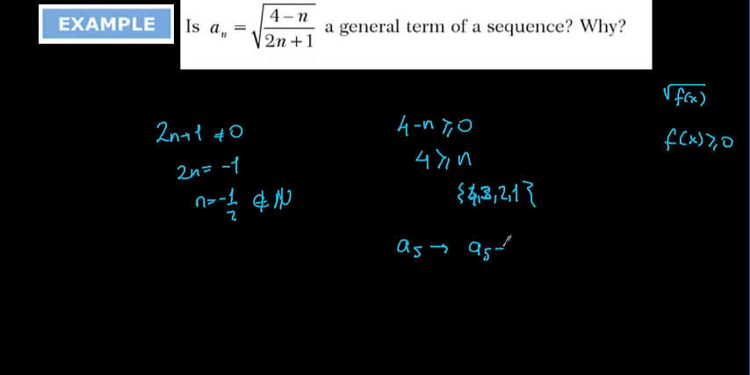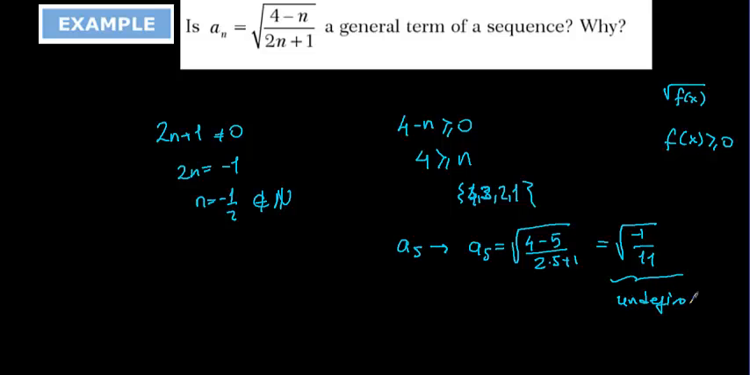the term a5 is equal to the square root of (4 minus 5) over (2 times 5 plus 1), which is equal to the square root of minus 1 over 11, which is undefined for us, because in real numbers, in R, it is undefined, so this cannot be a general term of a sequence. a_n is not a general term.